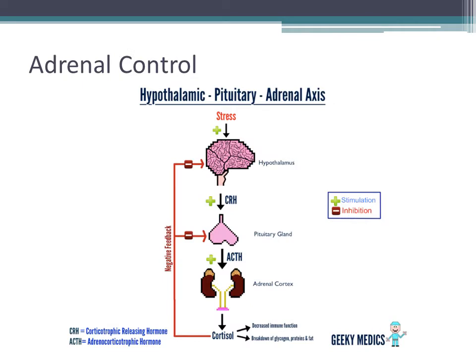Now, adrenal control, as we discussed in our previous lectures, is partly controlled by the hypothalamic pituitary adrenal axis through the CRH and ACTH, which eventually control the cortisol secretion. Cortisol gives negative feedback at the level of the pituitary and the hypothalamus to balance this axis into the normal state, where you would have ACTH level in the normal range and cortisol level in the normal range.